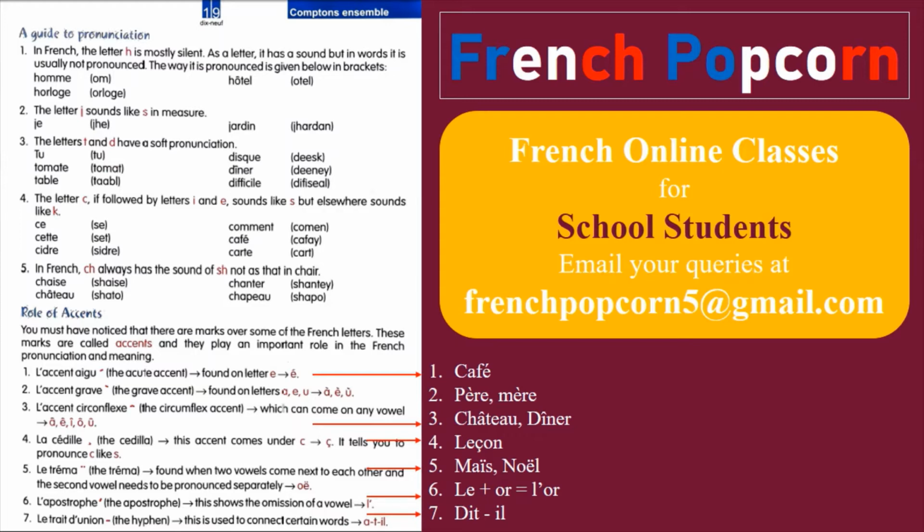Rule number 3 is the letters T and D have a soft pronunciation in French. First word is tu, tomate, table. For D, here we have some examples, disque, dîner, and difficile.